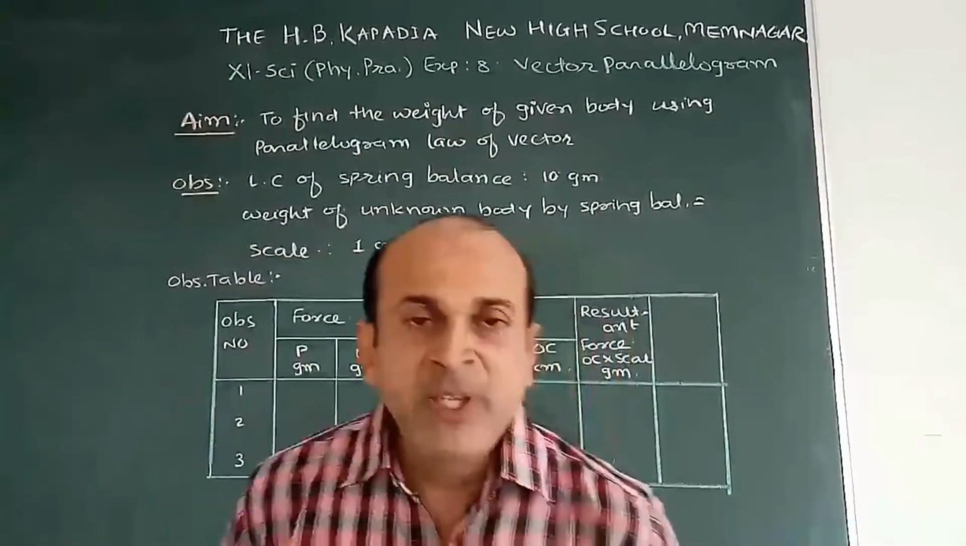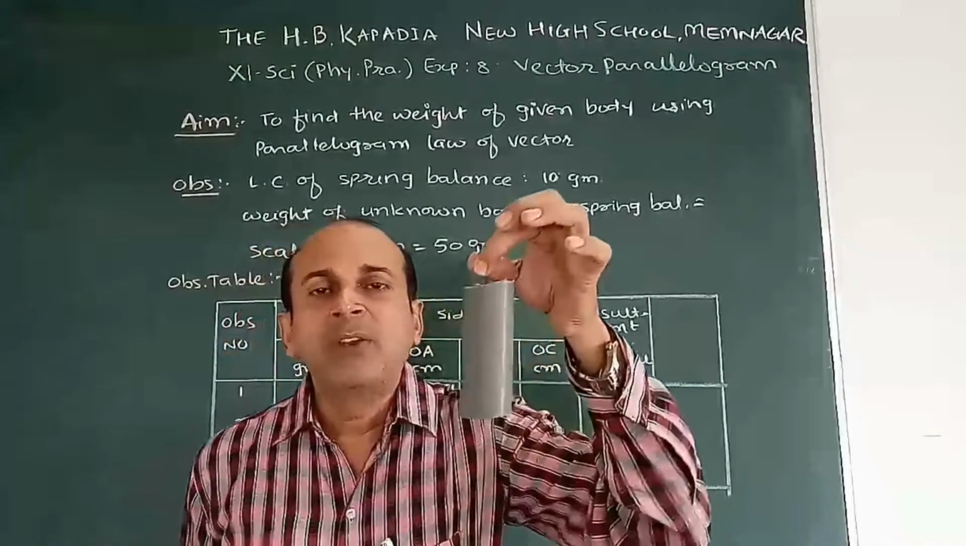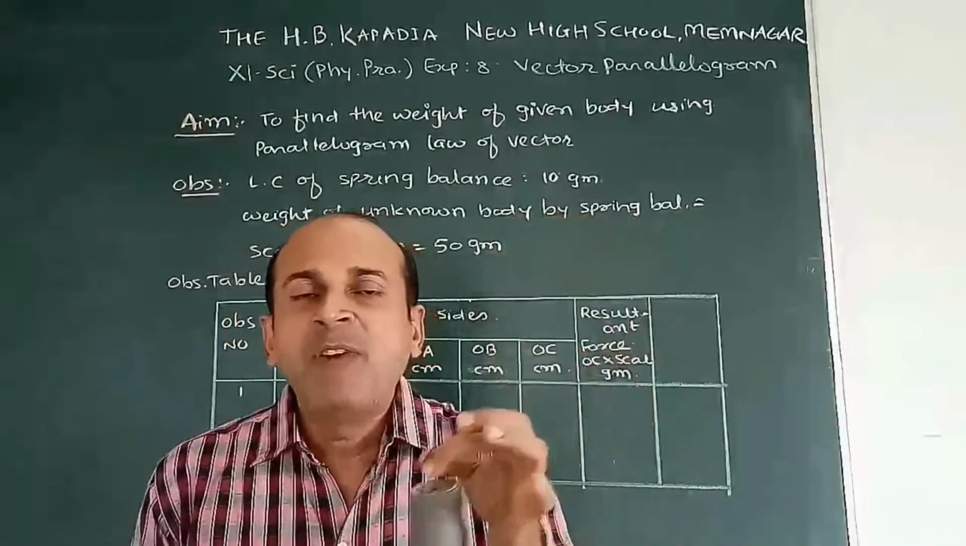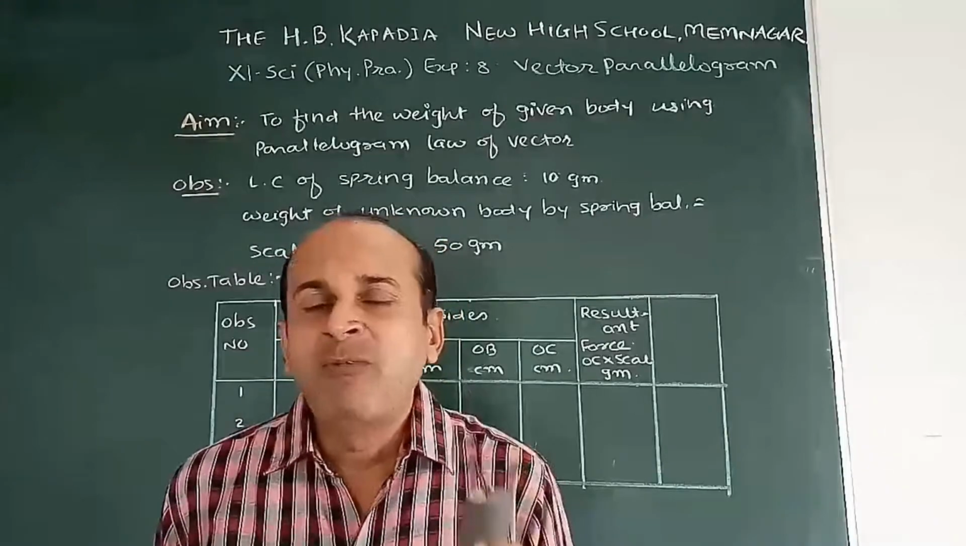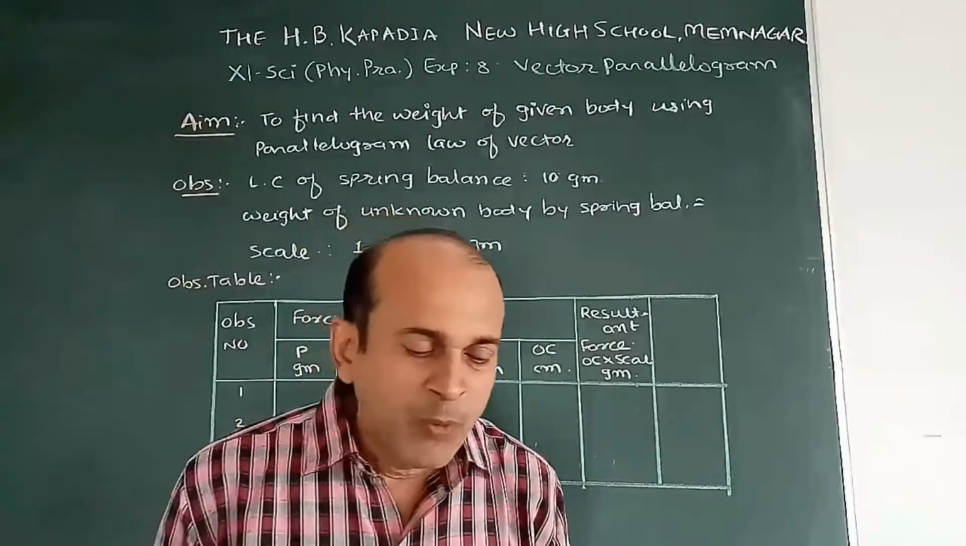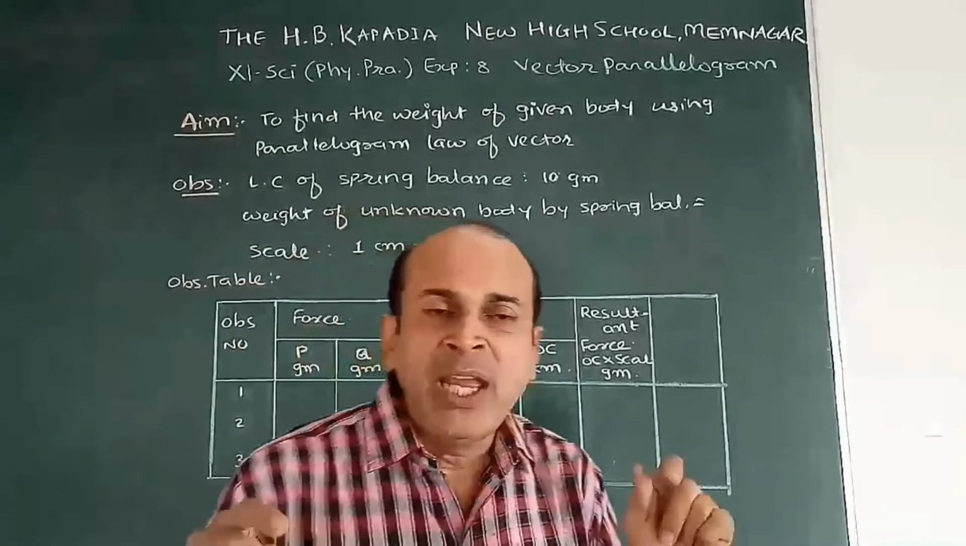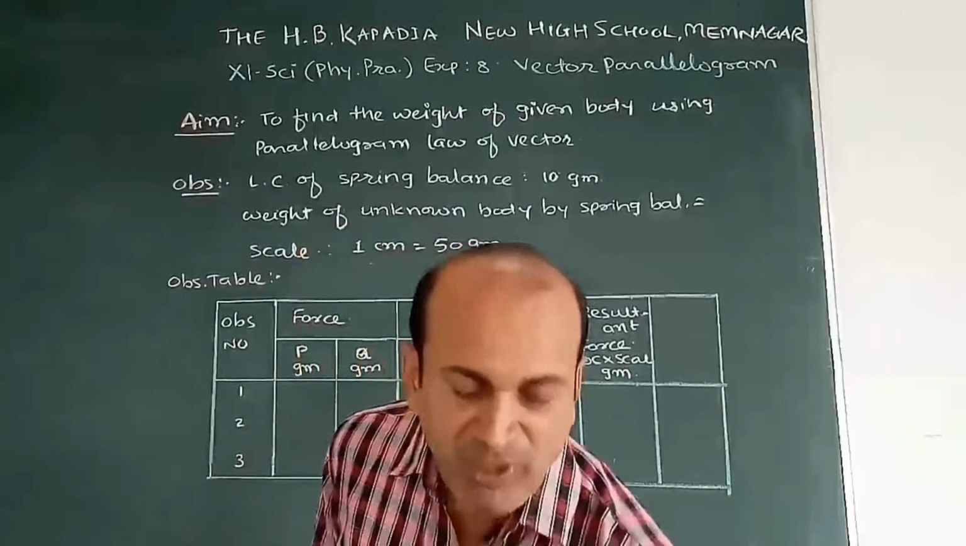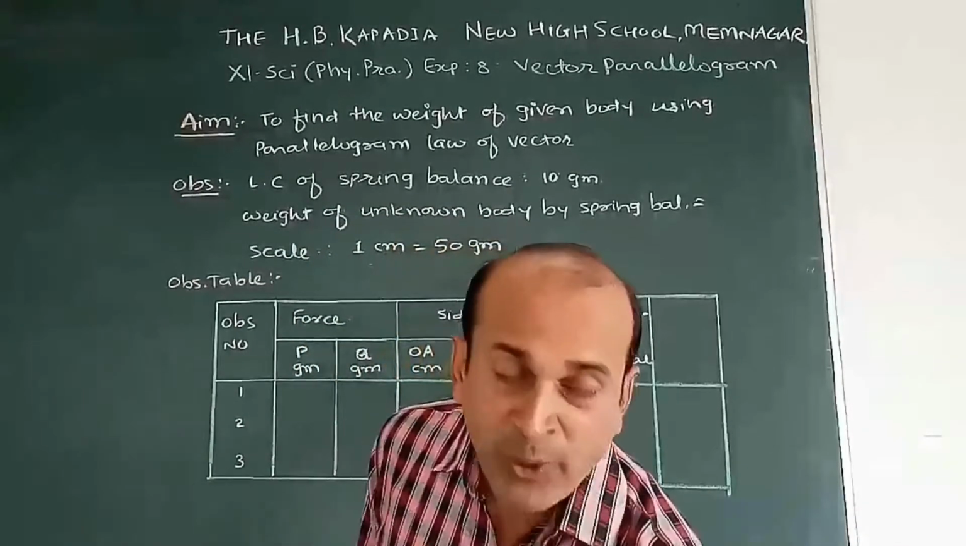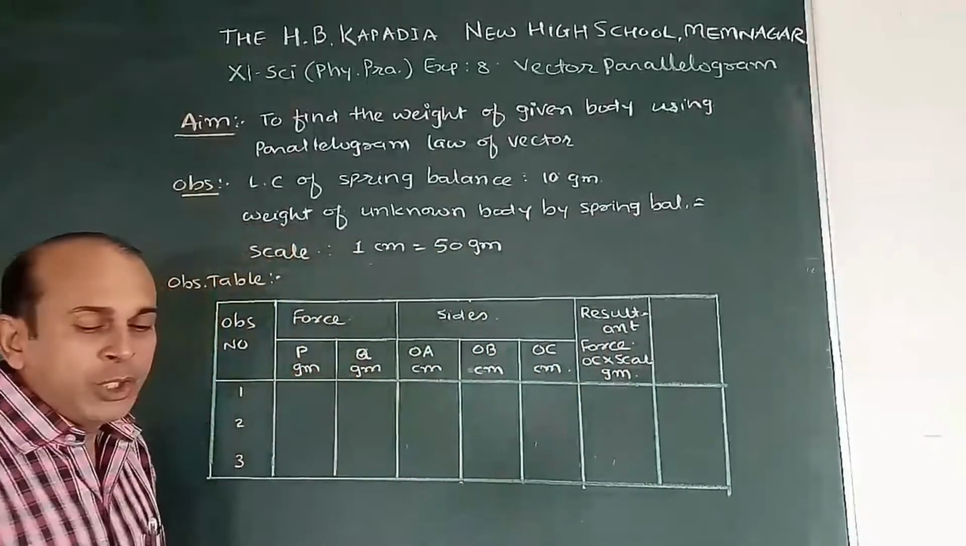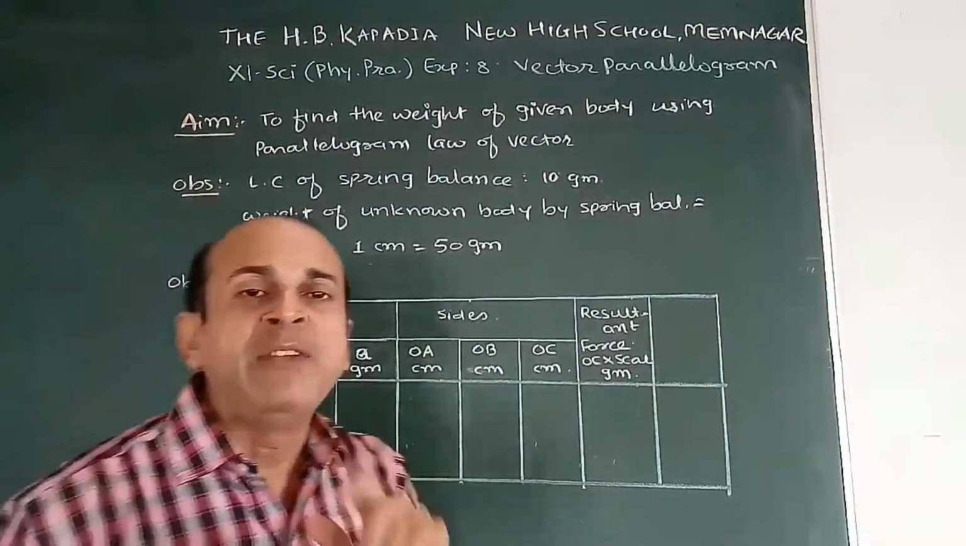Here we have an object with unknown weight. Let me find the weight of this object using the vector law of parallelogram. For that we will have three hangers. On the center hanger we will hang this unknown object. On hanger P and hanger Q, let me arrange three different positions.